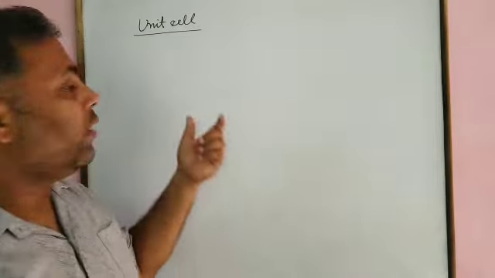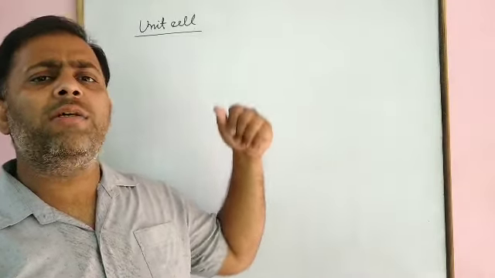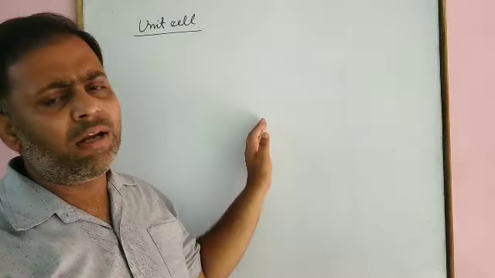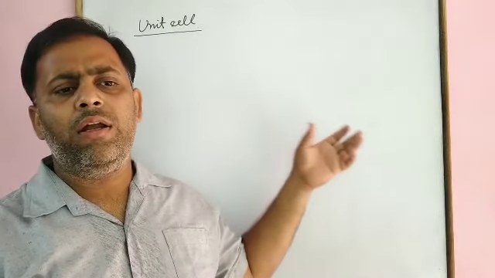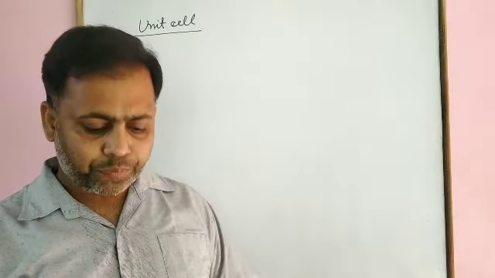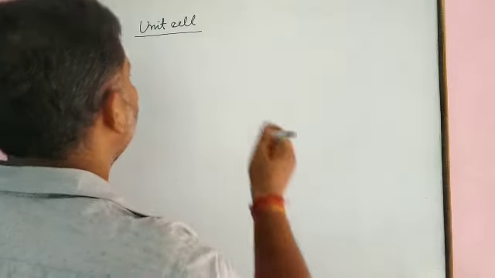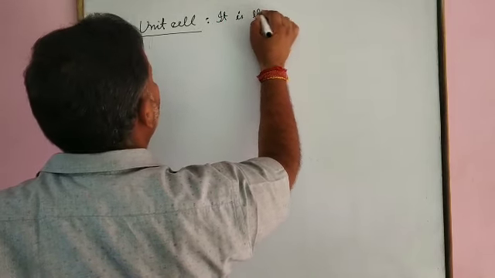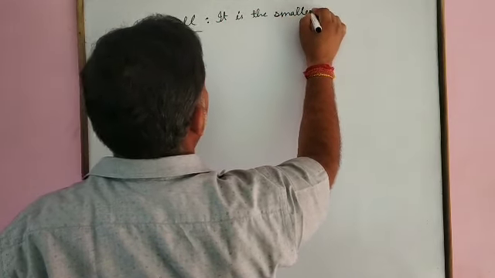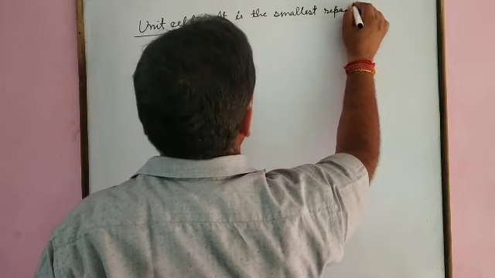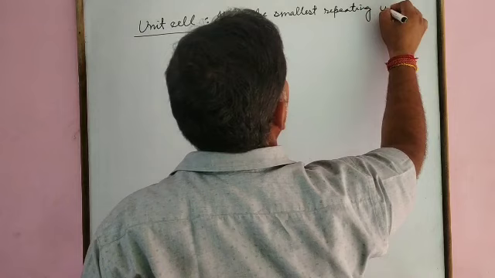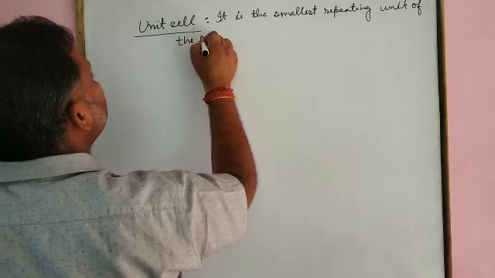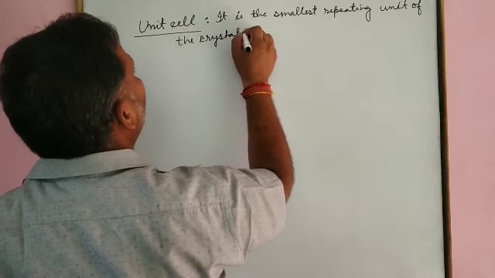In the same way, in case of crystalline substances, the unit cell is the smallest repeating unit. It means when it repeats itself again and again, it gives the entire crystal lattice. So what did we get? Unit cell is the smallest repeating unit of the crystal lattice.